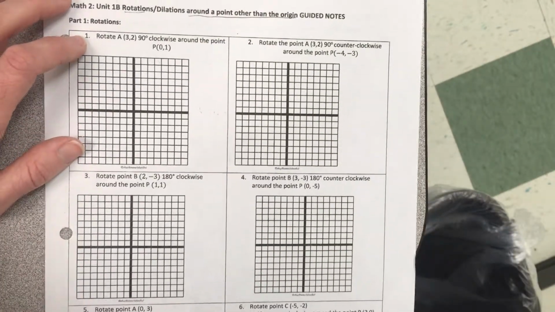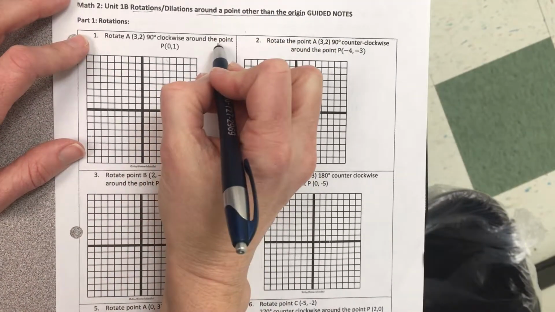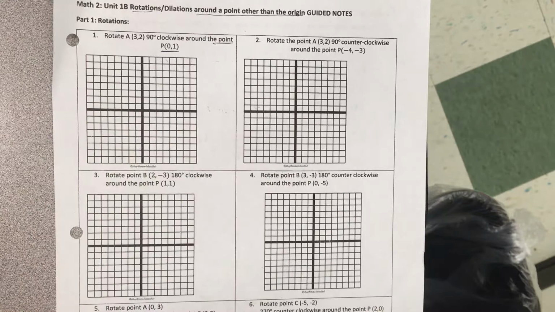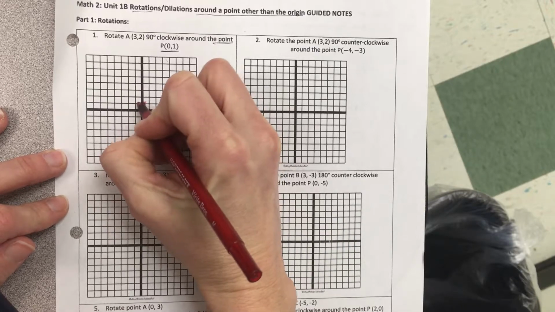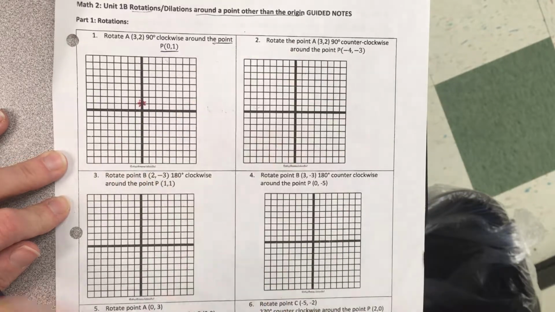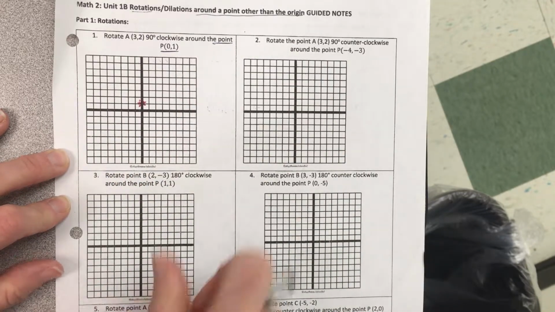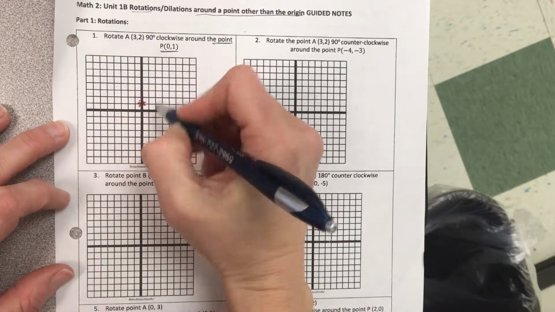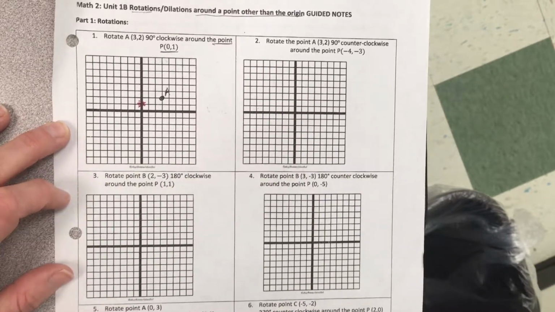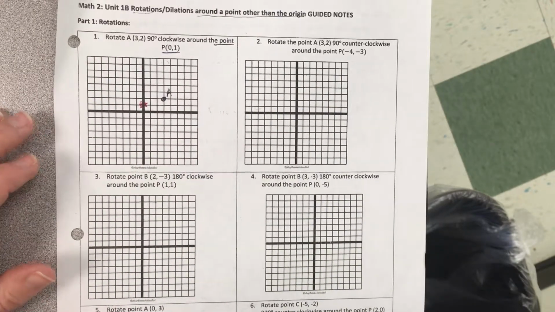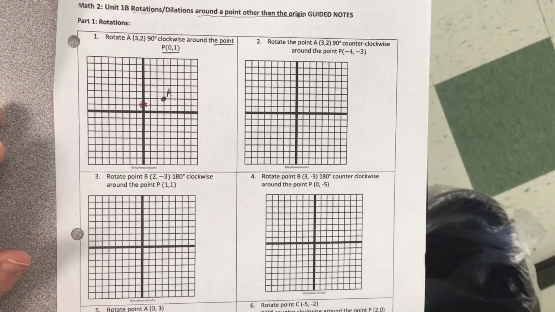Okay, let's do an example where we are rotating around the point 0, 1. 0, 1 is right here, and I'm going to put a star right there. That's what we are rotating around. And we're rotating the point A, which is at 3, 2. So that is point A. So you have a couple different options.